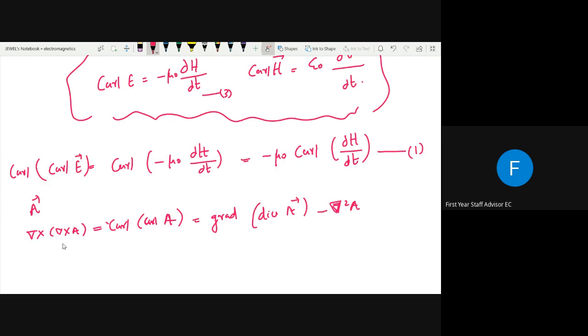So from the fundamentals of vector calculus, we take a rearrangement. That means if we have some arbitrary vector A, then the curl of curl of the same vector can be defined as the gradient of the divergence of A minus del square A.